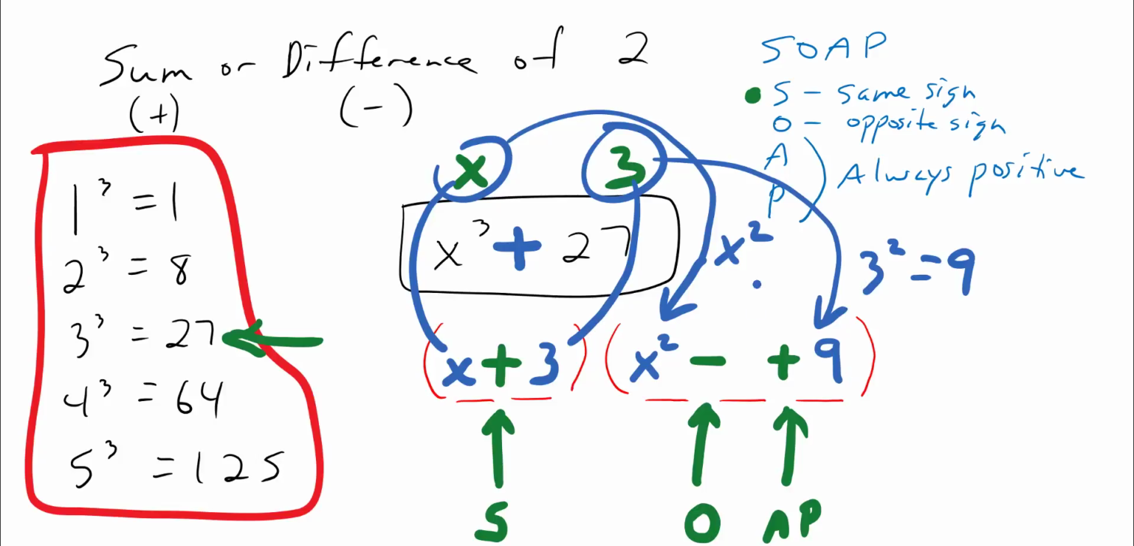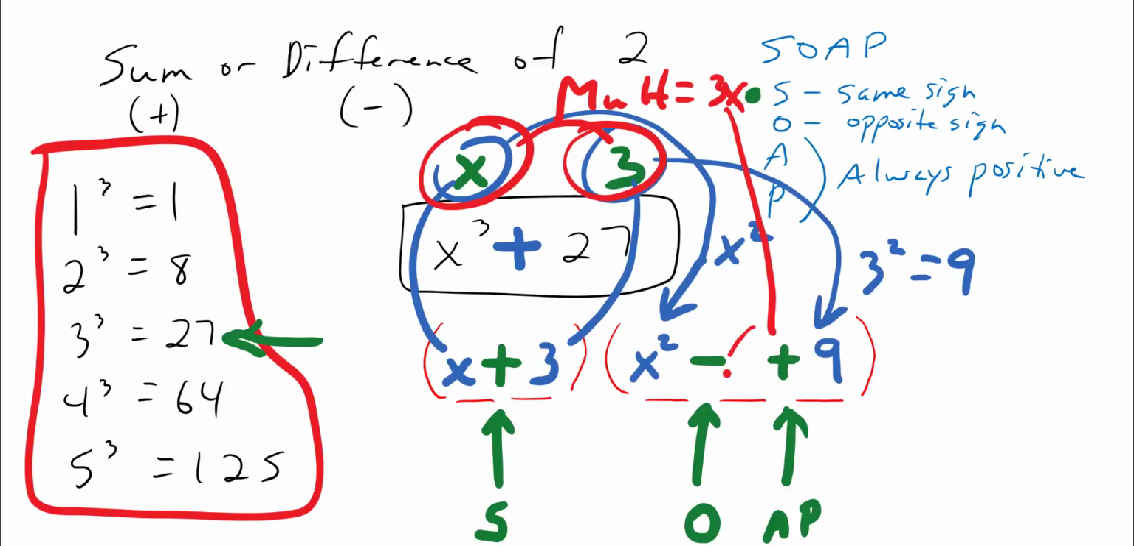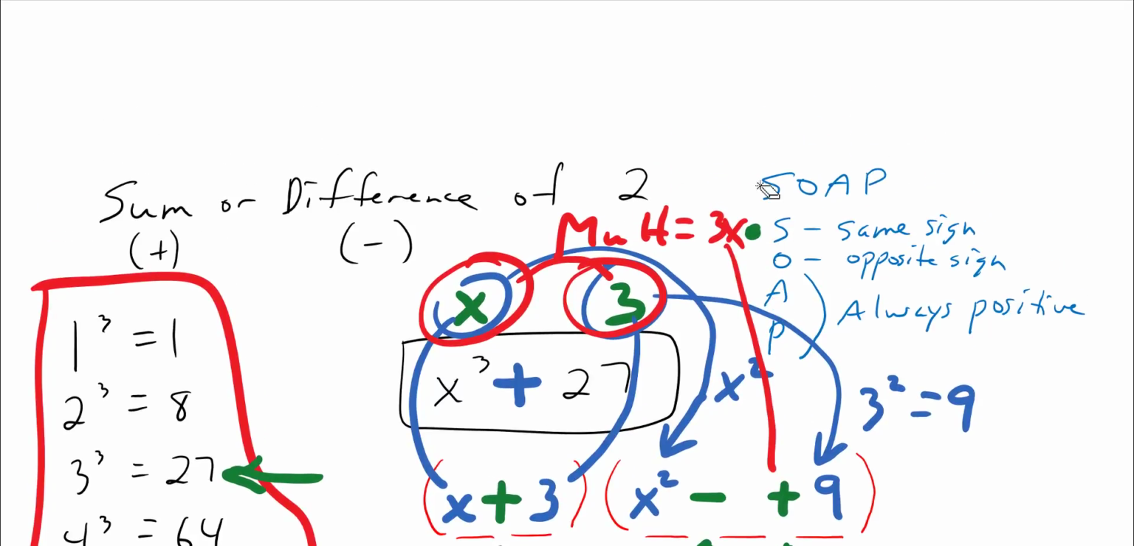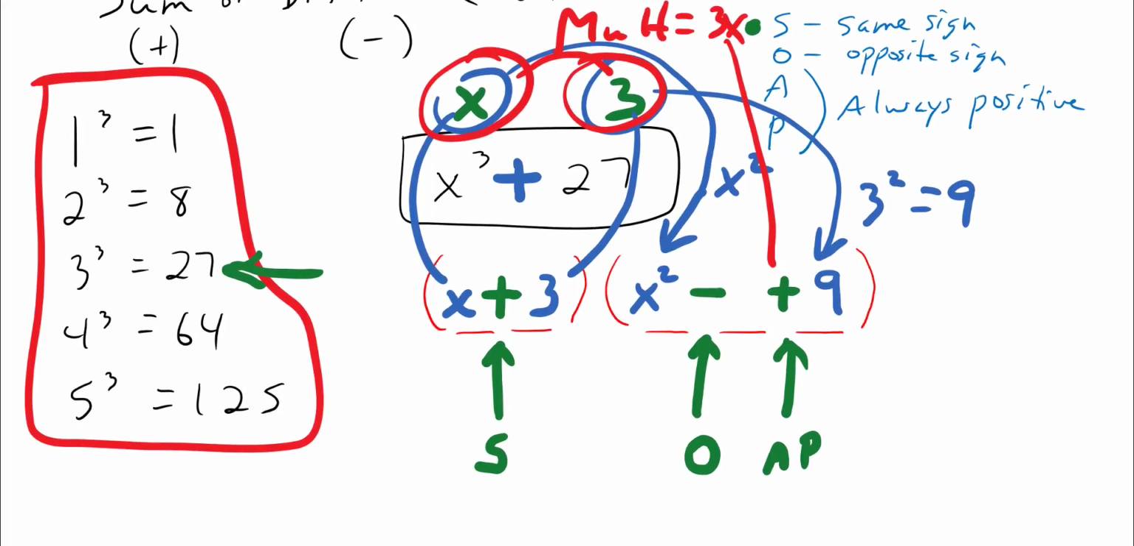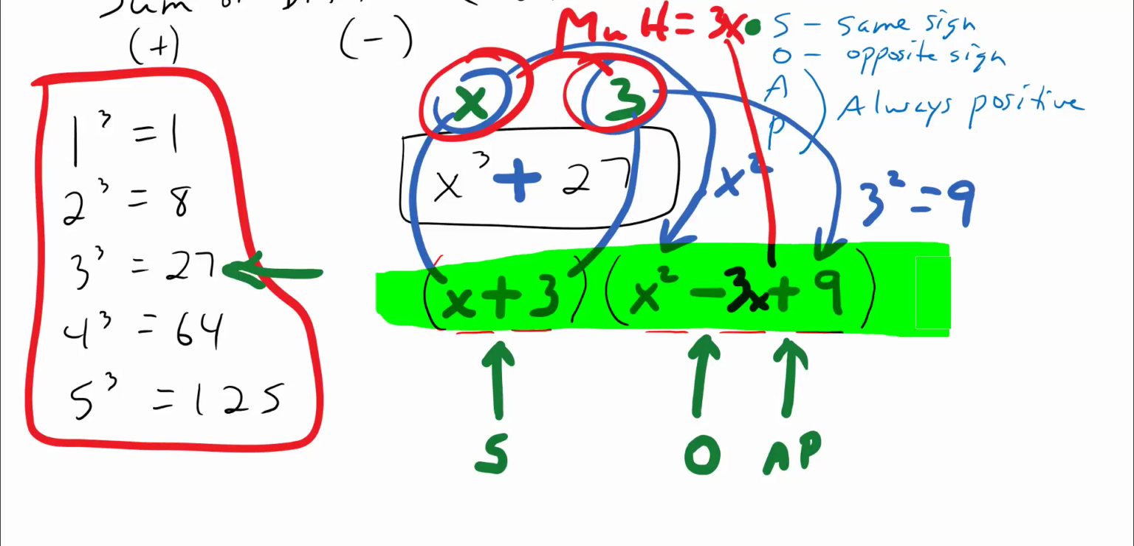In the middle position, let me use a different color here. In the middle position, you're going to take the x and the 3 and multiply them together, which gives you 3x. And that's what you're going to put in that spot right here. So you're going to put a 3x there. And that, math fans, is the solution to that problem.